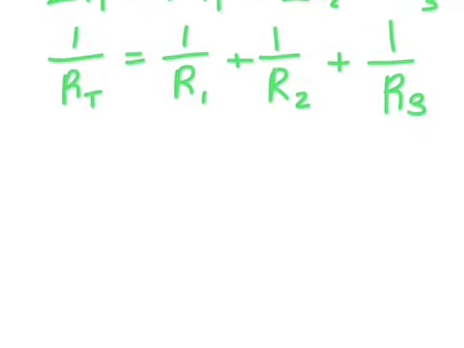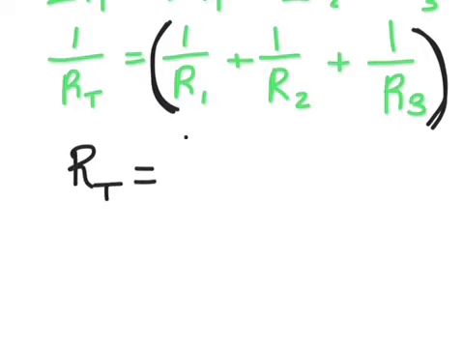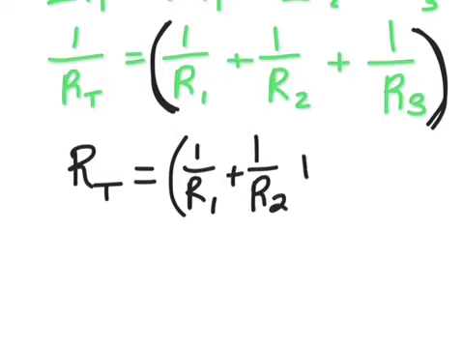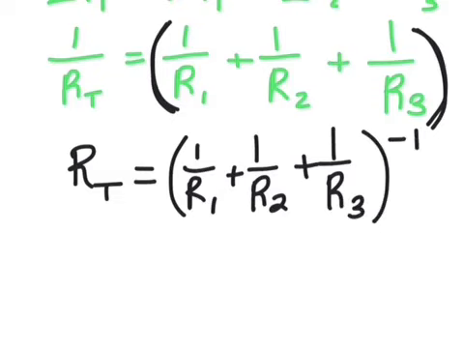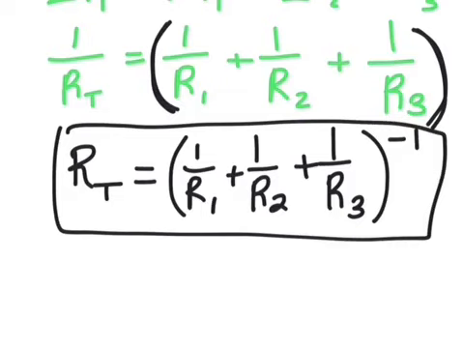Let's switch colors here. I'm going to keep those all together because that would just be plugging in the value of each resistance. Now I've got to solve for R total. So I could multiply by R total on both sides and then divide by this parenthesis on both sides. And what I'd find is that I have R total is equal to 1 over R1, plus 1 over R2, plus 1 over R3, all raised to the negative first, or, in other words, 1 over all of that. So this is the way that you find the total resistance for a parallel circuit.